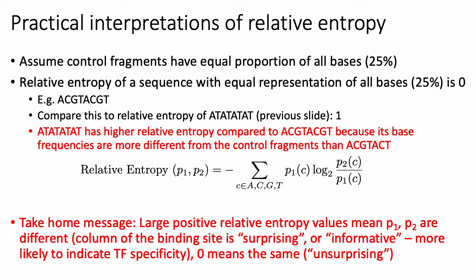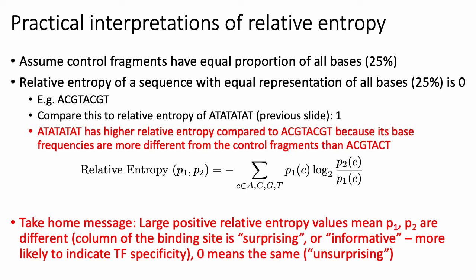What you're seeing is surprising, or informative, because it suggests that at that particular position of the TF binding site, your transcription factor has a strong preference for bases that you don't typically see in the rest of the genome, or at least in the control fragments. And so that position is more informative.